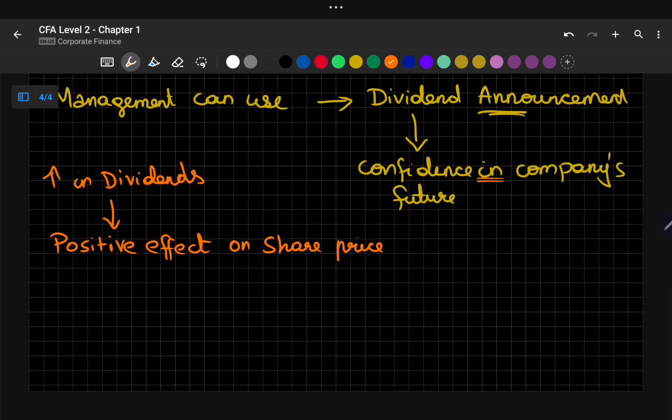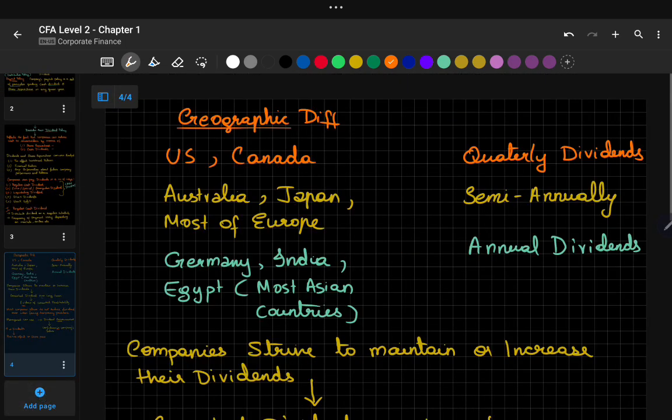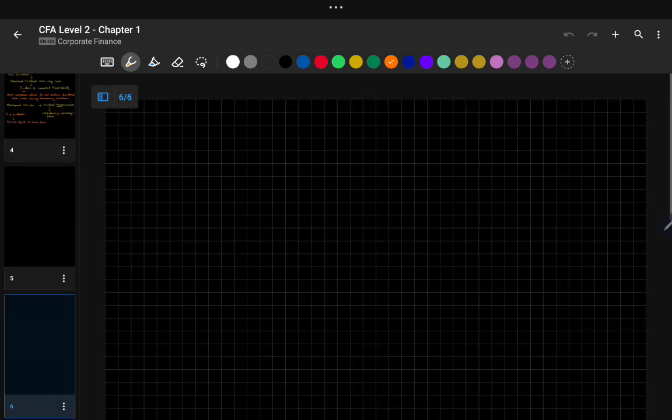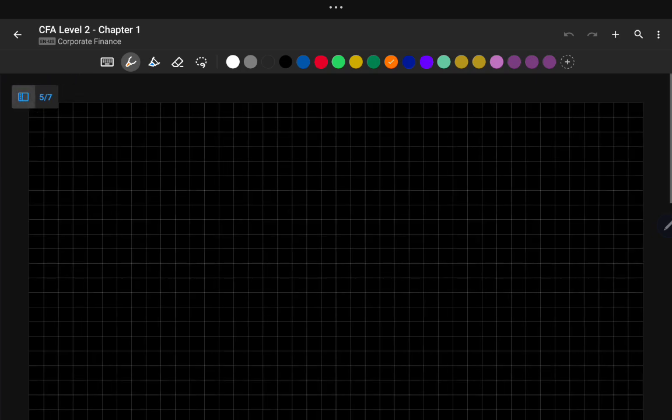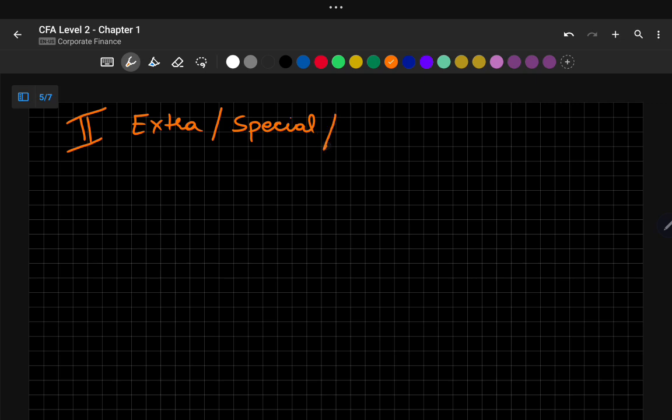Now we learned about regular cash dividends. Now we can move forward and study about extra, special, or irregular dividends. So let us now study the second type of dividend, which is called extra dividend or special dividend or irregular dividend. Okay. Now what is special about this type of dividend?